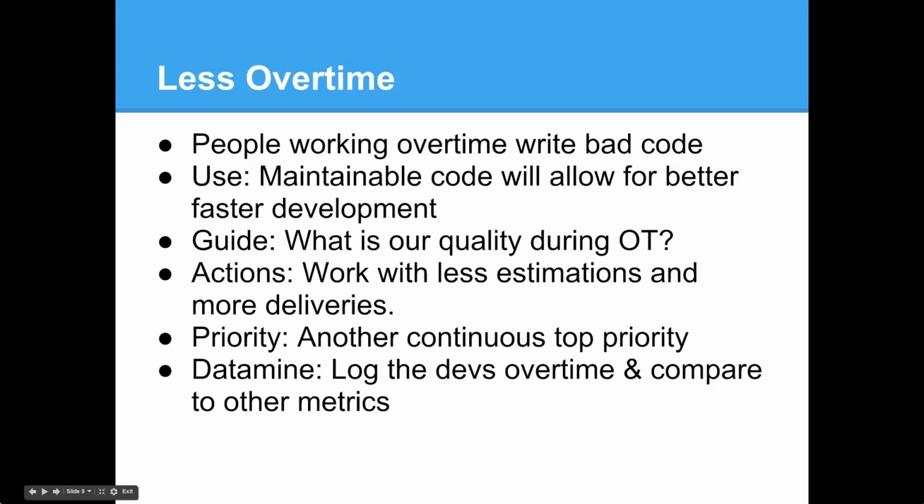More deliveries means that we can steer the project in such a way that once a deadline comes, we can cut the features that were no longer useful and allow us to have the most useful features available in the application with the allotted amount of time. The priority for this should be continuous and top priority. You can data mine this by logging the developer's overtime and comparing it to other metrics during that overtime and even resulting after that overtime.